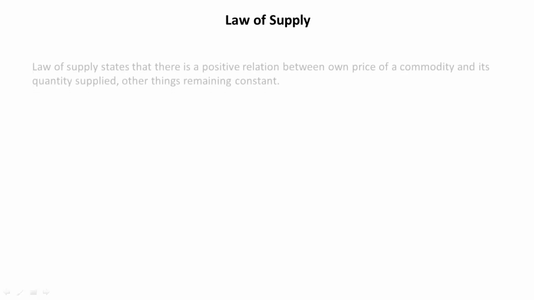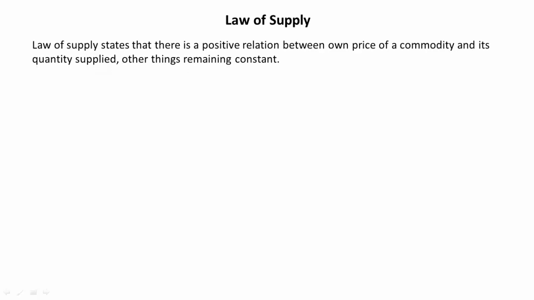In this lecture, we will discuss law of supply, supply schedule, and supply curve. Law of supply states that there is a positive relation between own price of a commodity and its quantity supplied, other things remaining constant. Thus, more is supplied at a higher price and less at the lower price.